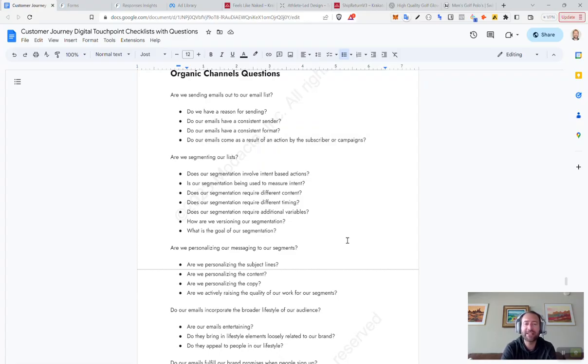Are we personalizing our messaging to our segments? Are we personalizing the subject lines, content, copy? Are we actively raising the quality of our work for our segments? So I used to have this big thought process that personalization was super cool and very easily doable. And then I realized it's very complicated and your net gains are not completely there.